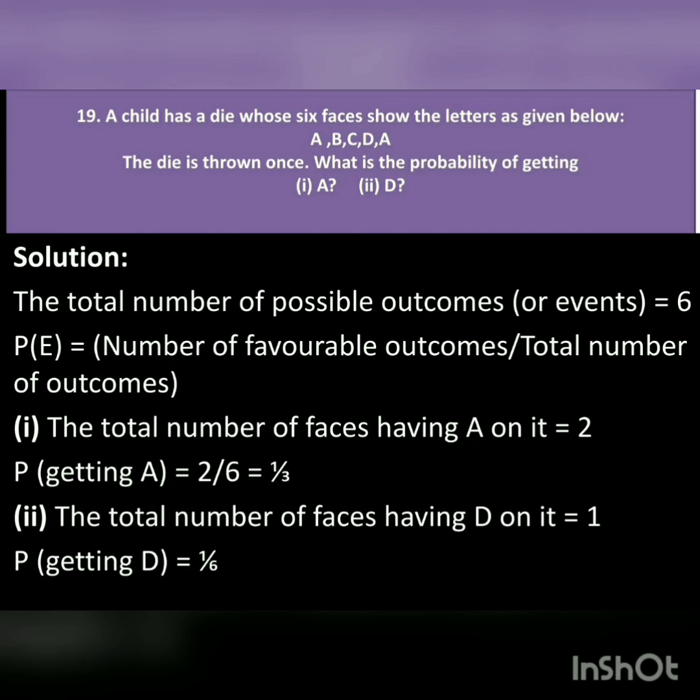Next question: a child has a die with 6 faces. 2 times A is written, and the others are B, C, D, E. First part: what is the probability that he will get the letter A? As A comes 2 times, its probability will be 2 by 6. And letter D occurs only 1 time here, so its probability will be 1 by 6. It's a very easy question.